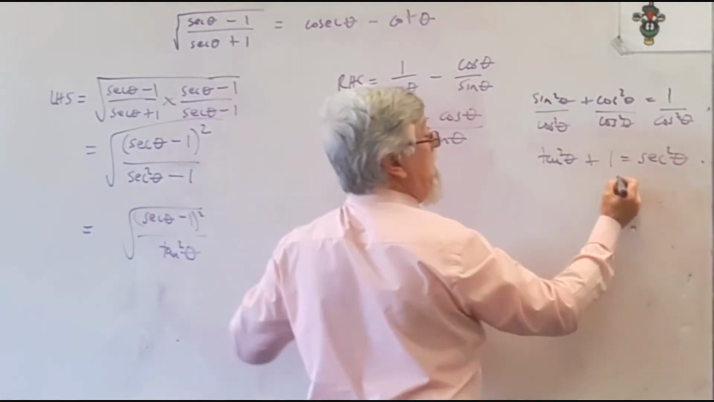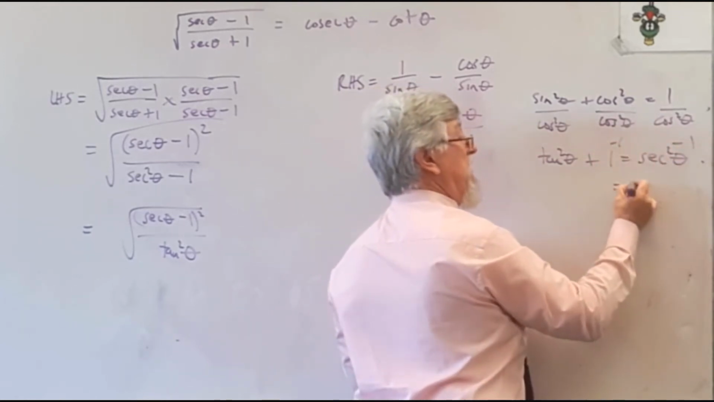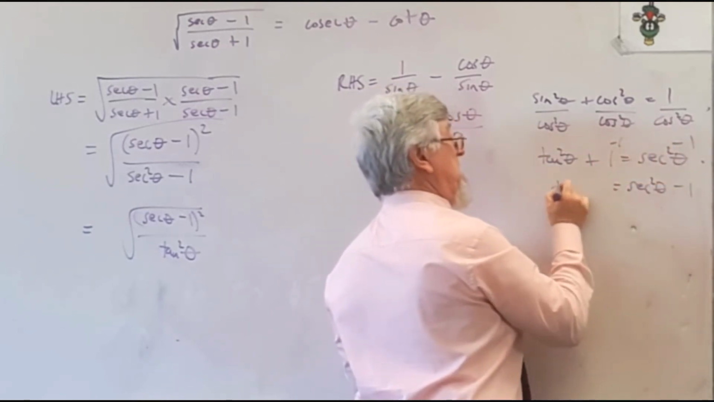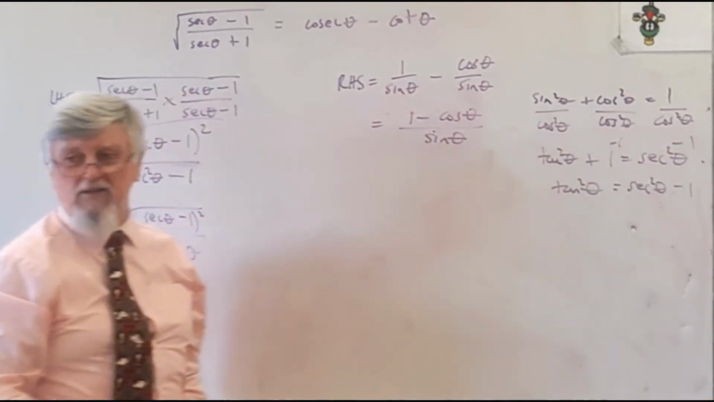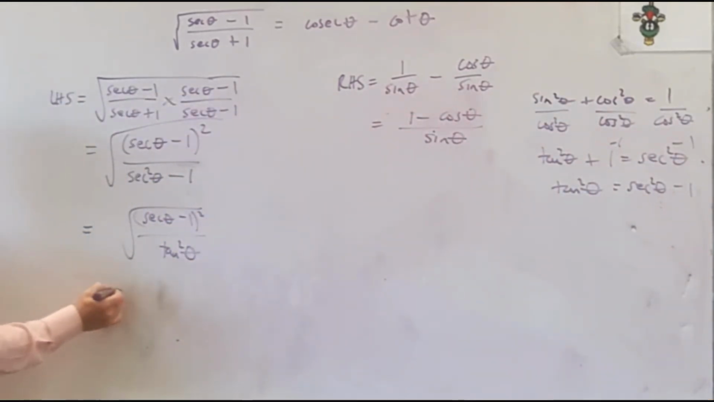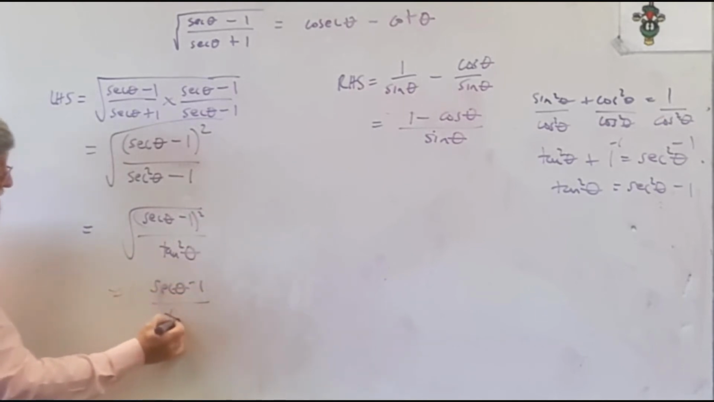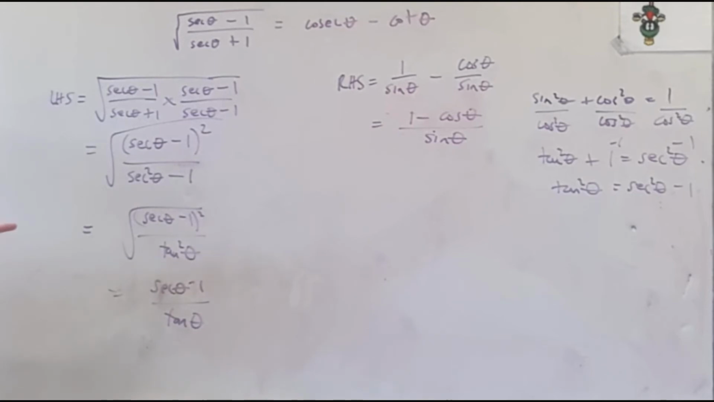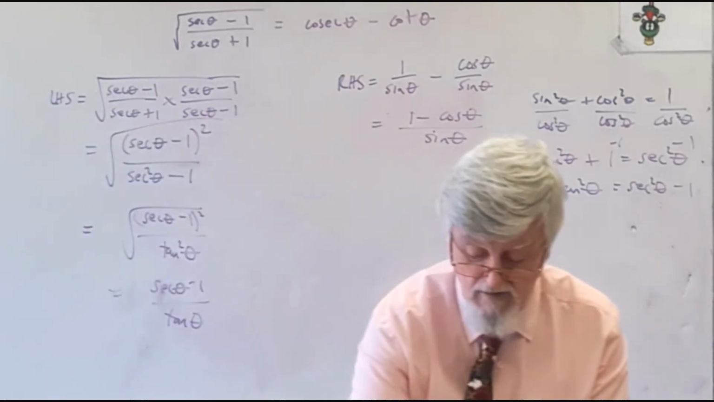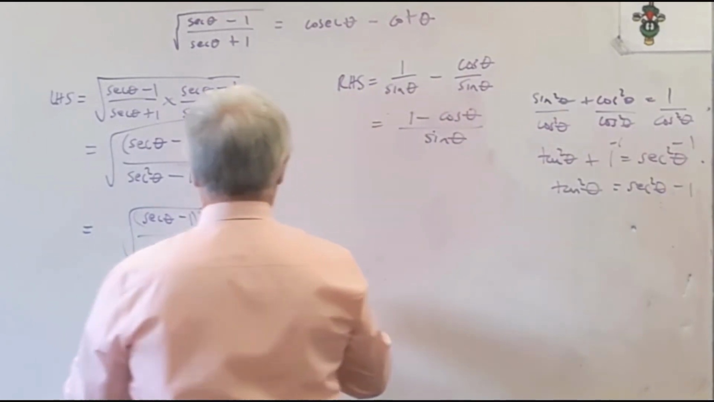So sec squared theta, yay, minus 1. Sec squared theta minus 1 is tan squared. That's how we got rid of the square root. I can't believe it. So that's just sec theta minus 1 on tan theta. Where is it now? Oh, now it's going to fall out, isn't it? Surely. 1 on sine minus 1.